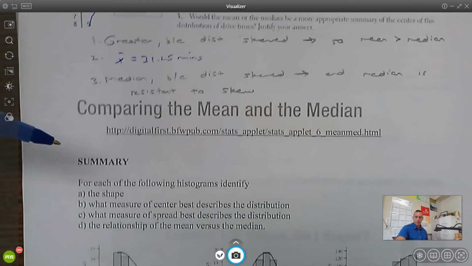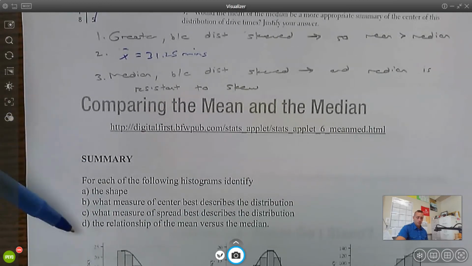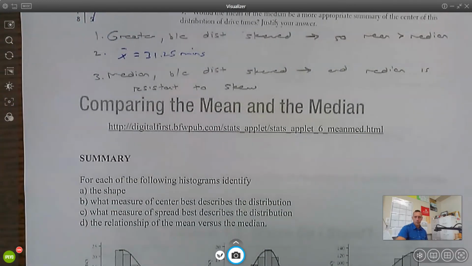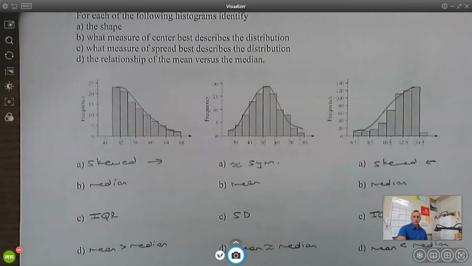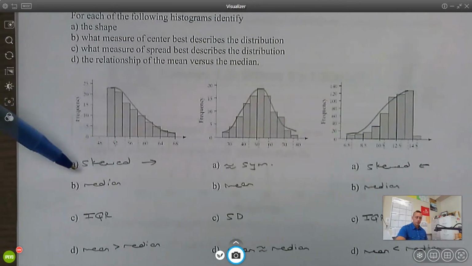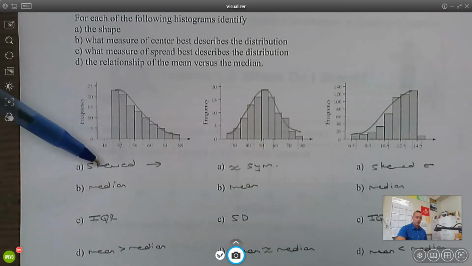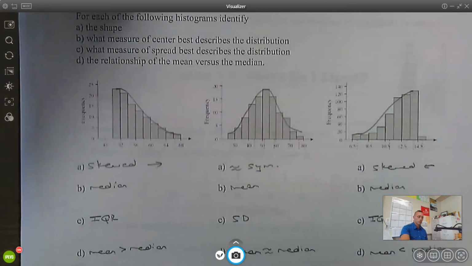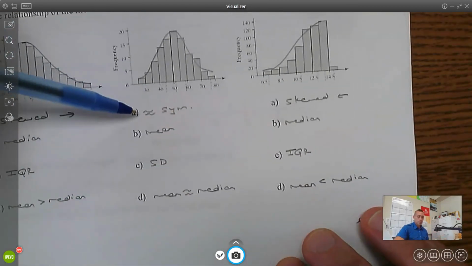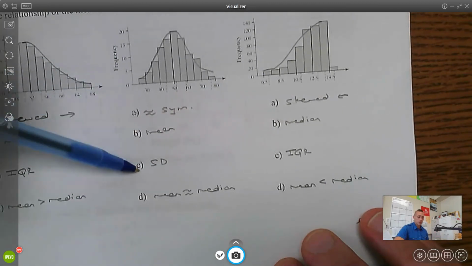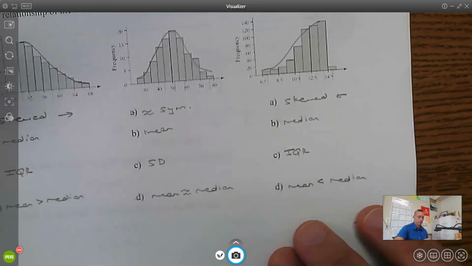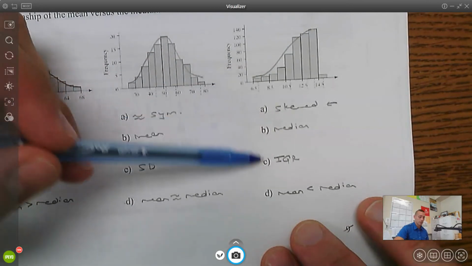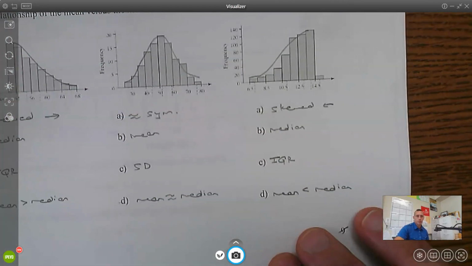And then summary. You should be able to look at each histogram and do A through D. So I would pause the video, come back when you're done, and then take a look at how you did. So for the first one, the histogram is skewed to the right. So I'd use the median and IQR for measures of center and variability, and the mean would be greater than the median. The center histogram is approximately symmetric, so I'm going to use mean and standard deviation, and the mean and median are roughly the same. And the third one, the histogram is skewed to the left, so I'm going to use median and IQR, and the mean would be less than the median.